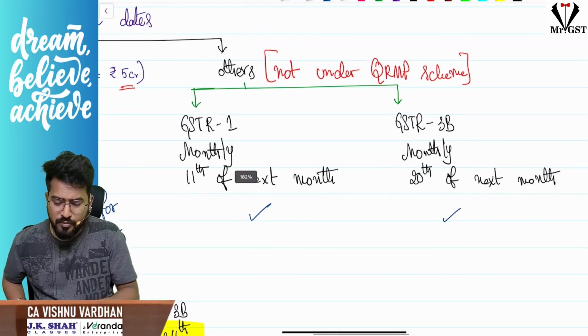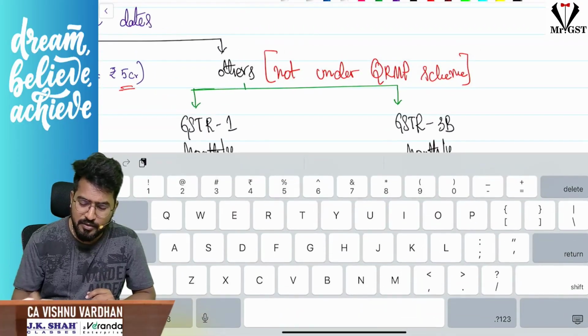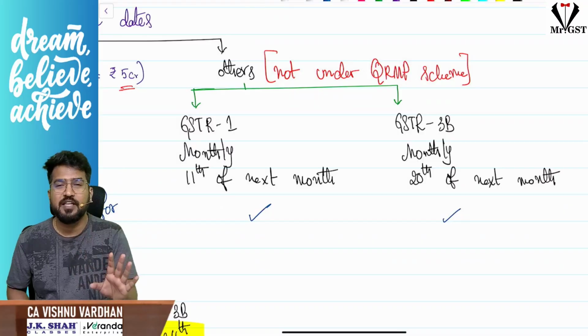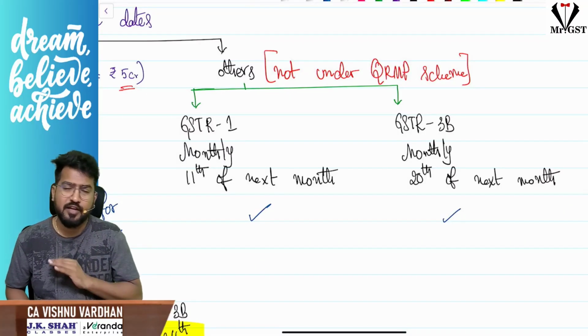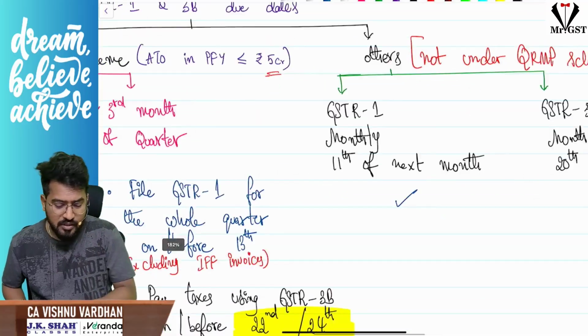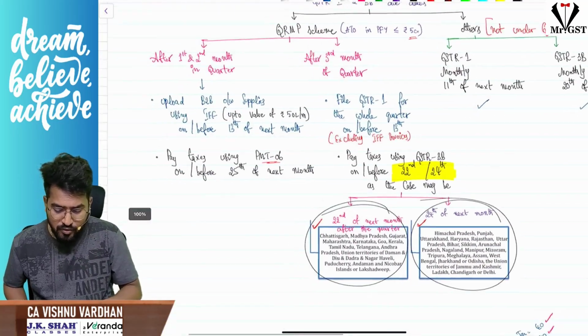See, generally if I am not under QRMP scheme, my life will be so easy here. Okay, only monthly I will check my GST return, GSTR 1 I will file and 3B I will file and close it. I will check 2B and I will close this. But if you are going with QRMP scheme, you have to follow all these things.